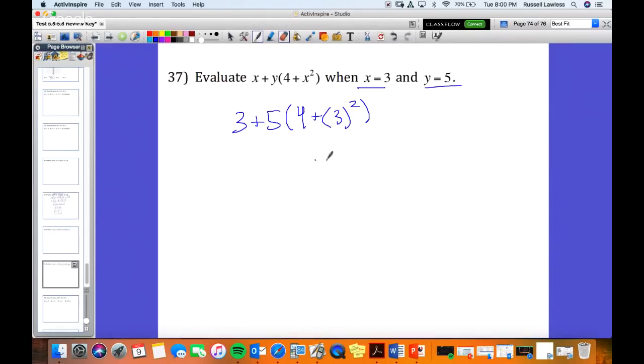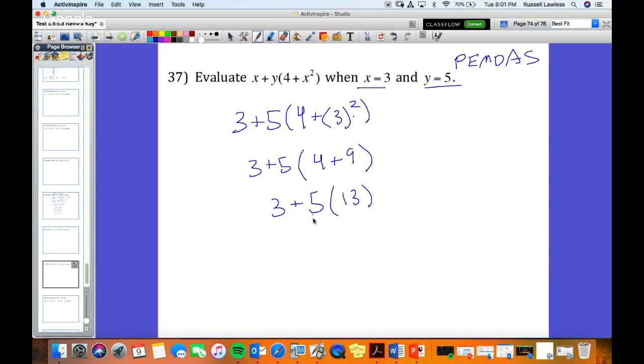And you're going to simplify kind of how you did before, inside out. That 3 plus 5, we're not adding those. We need to simplify this 3 squared first, essentially using the idea of PEMDAS. So this will be 4 plus 3 squared, which is 9. Now, can we simplify the inside? We can. 9 plus 4 will give us 13, and then 5 times 13 would give us 65. And then 3 plus 65 will give us 68. So there we go, that'll give us the 68 here.